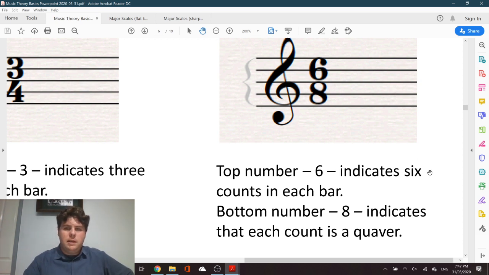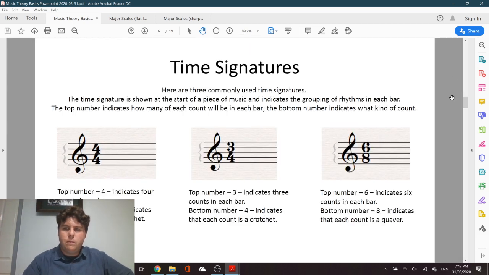We're going to look at some examples of different time signatures in our repertoire soon. And again, guys, if you've got questions, fire them away and Geordie will let me know.